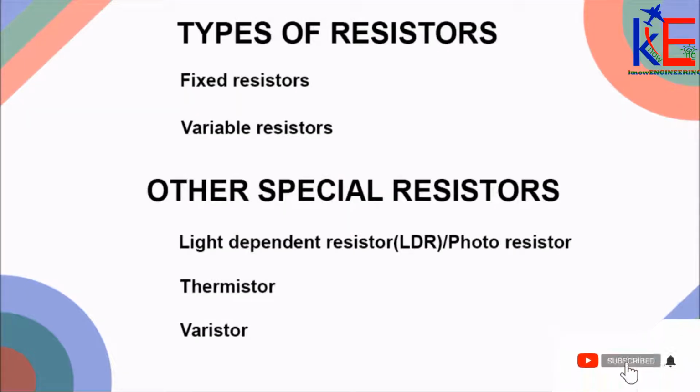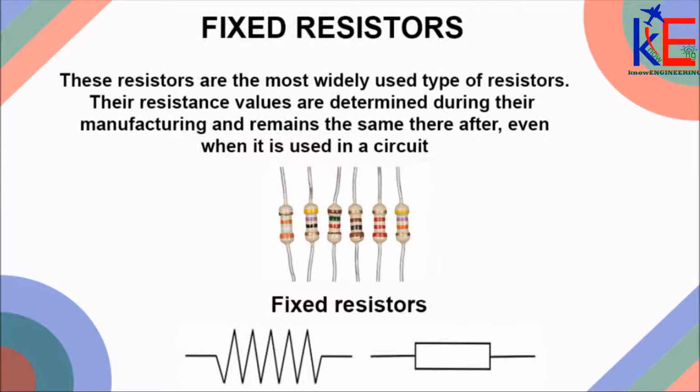In this video, we'll be looking at the two main types of resistors, the fixed resistors and variable resistors. We'll also go a step further to look at other special resistors such as the light dependent resistors, thermistors, and varistors. Fixed resistors. These are the most widely used type of resistors.